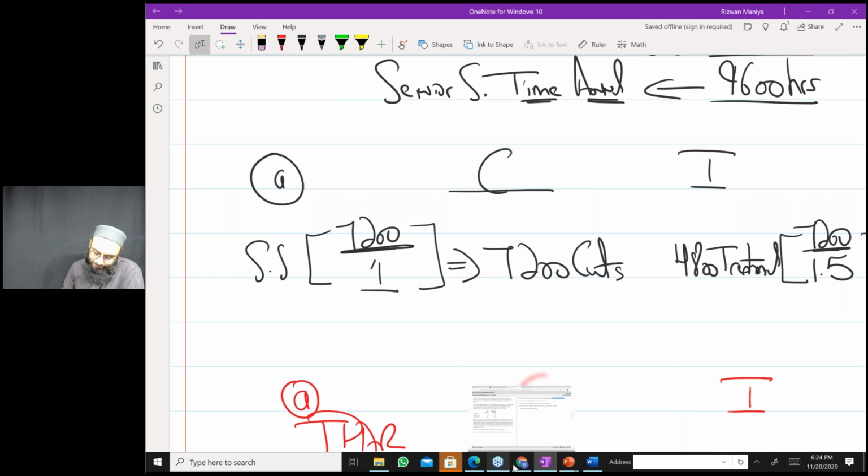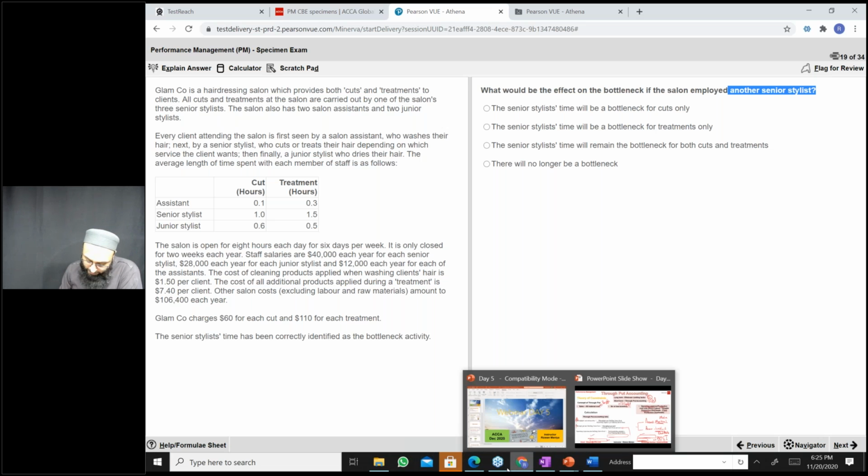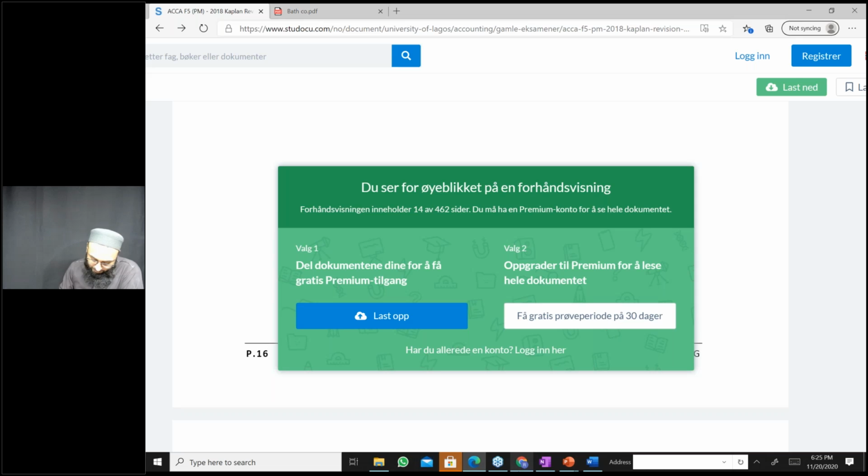Let's look at the options. Option 1, the senior stylist time will be bottleneck for cuts only. The senior stylist time will be bottleneck for treatments only. The senior stylist time will remain bottleneck for both cuts and treatments. There will no longer be a bottleneck. Okay. Now, listen, how to find out. And through this, I will explain the basic concept about throughput accounting. And you will love it, to be honest. So be with me. I'm sure you'll learn a new thing today.